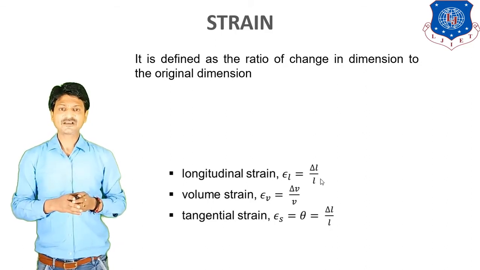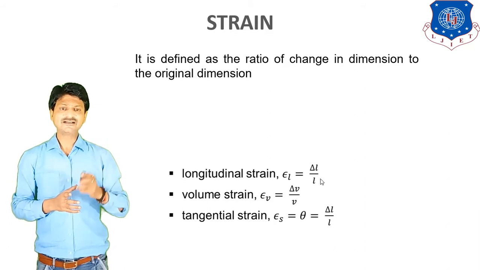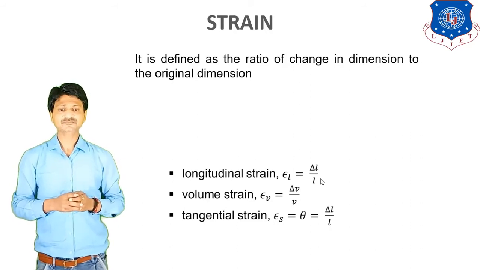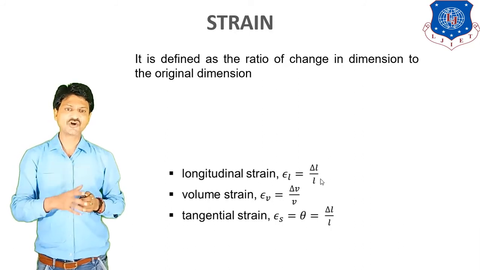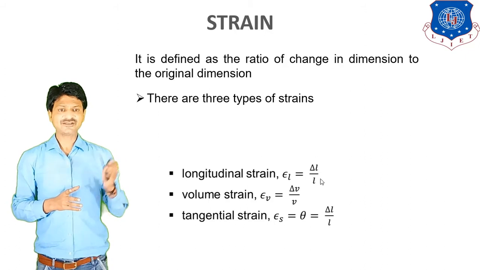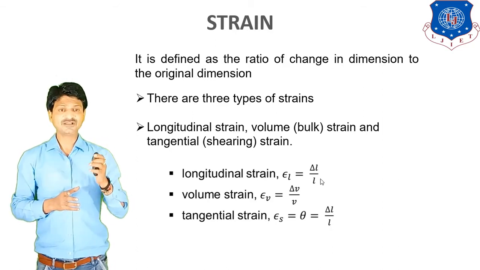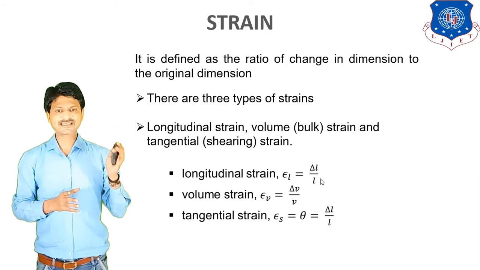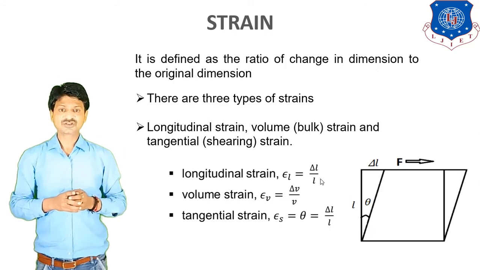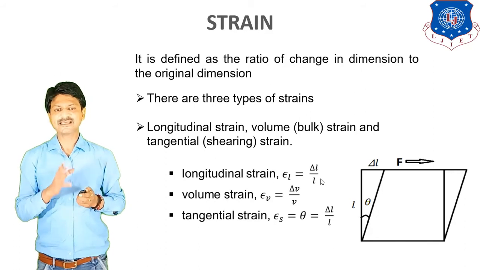In longitudinal strain, there is a change in length. It is nothing but the ratio of change in length to original length. In the case of volume strain, volume strain is nothing but the ratio of change in volume to its original volume. And similarly, tangential strain, here you can see in the figure that in tangential strain the shape of the sample will change. By measuring that angle, we can achieve the shear strain. So it is also known as shearing strain. So these three are the types of strain: longitudinal strain, volume strain, and tangential strain.